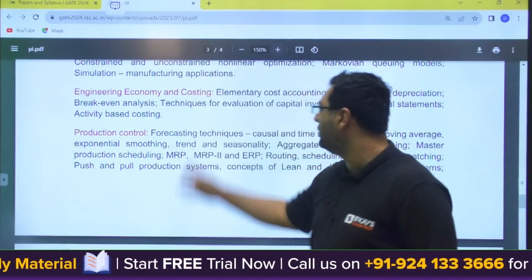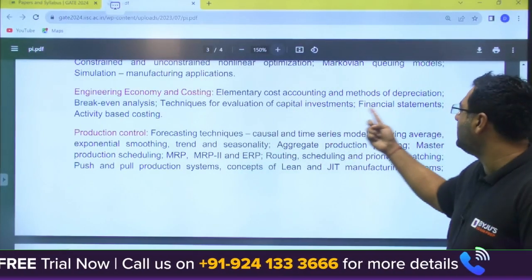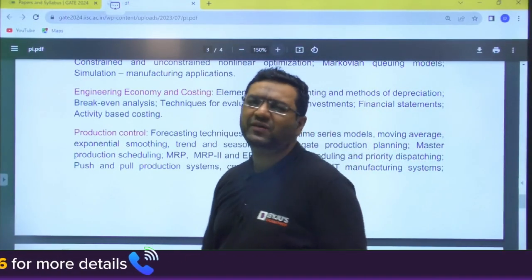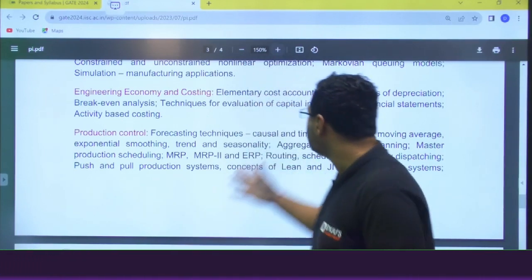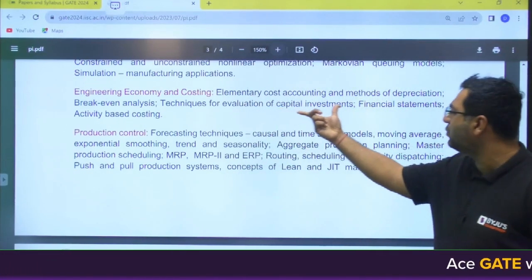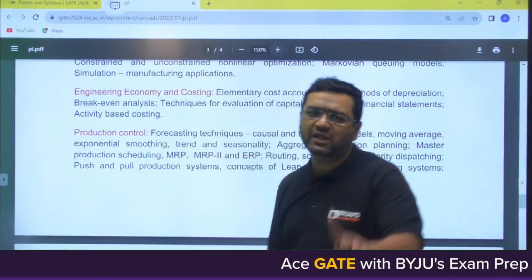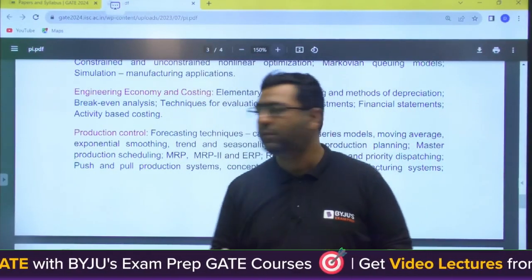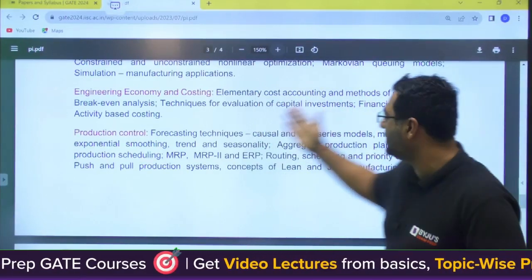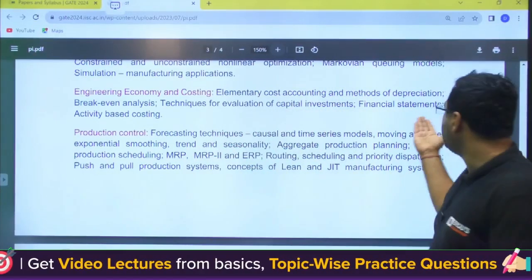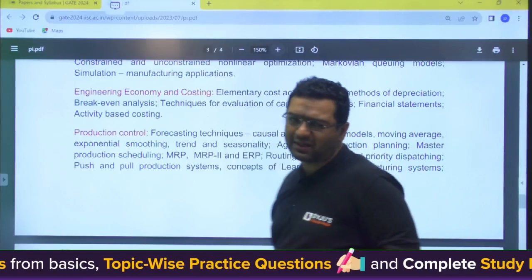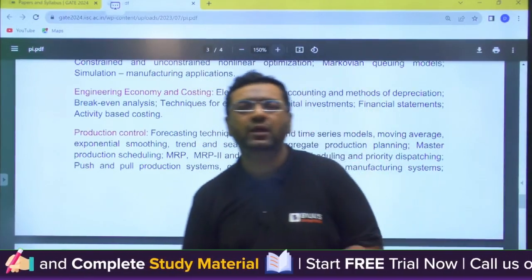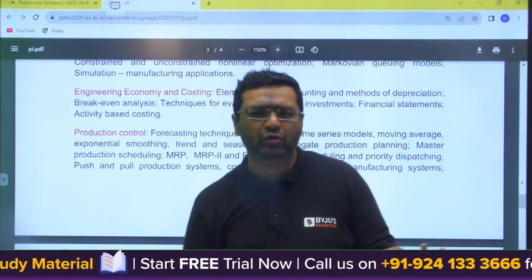Again, ESC paper 1. Techniques for evaluation of capital investment, financial statements and activity-based costing. This is once again note there. Okay, some things of that like related to capital investing, this we study in project management, like how you can invest the money, those things are there. But others like activity-based costing, financial statements, that is very few part are there in project management. Not 100% is there. Okay, but if you study that properly, you will be able to make questions.